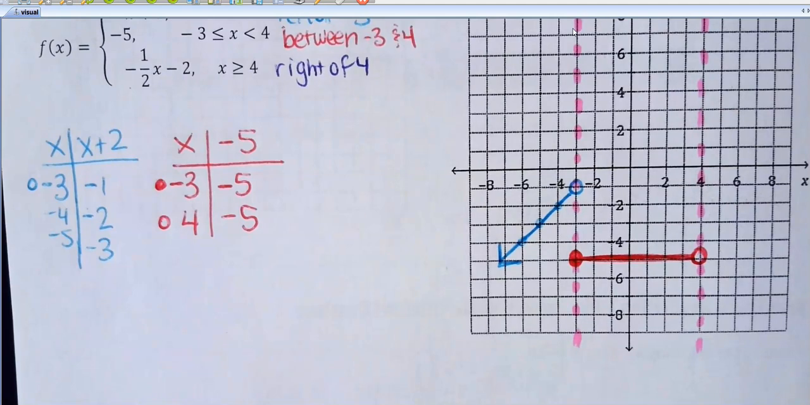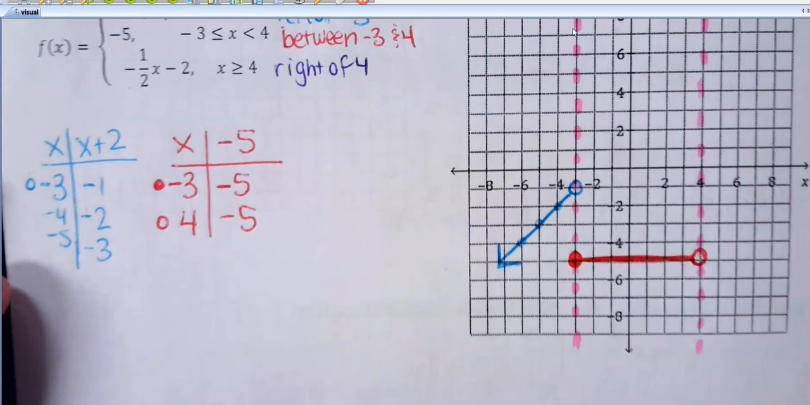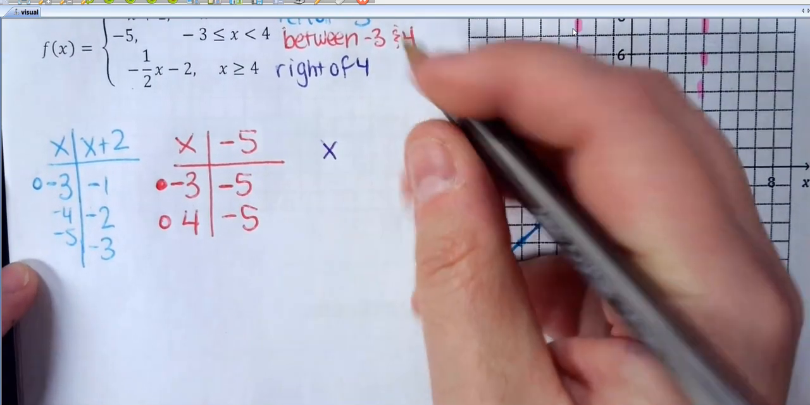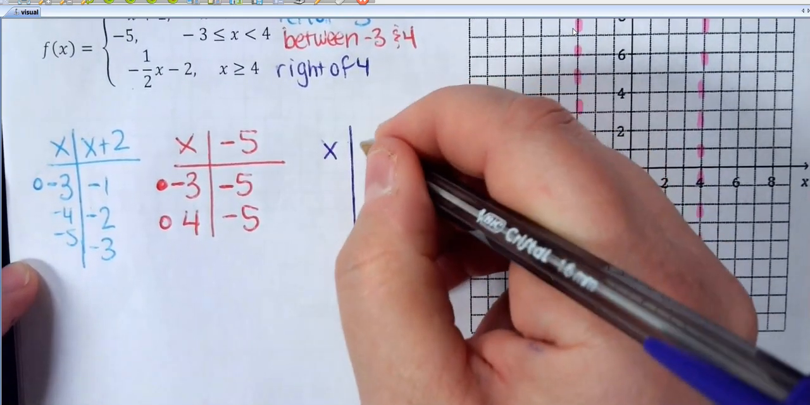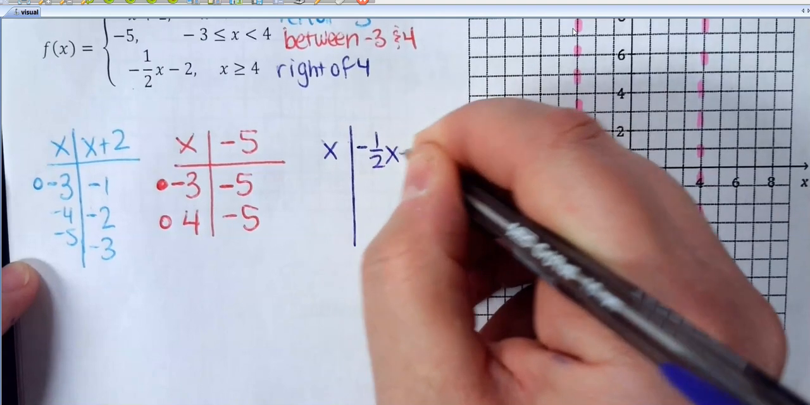And notice that the pieces don't overlap. Like one line does not go into the boundary of the other line. So they should not overlap. If you do, then you did something wrong. And then the last piece is -1/2 x minus 2.